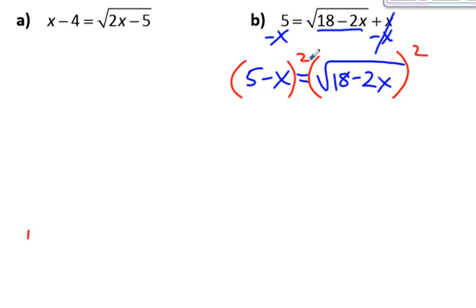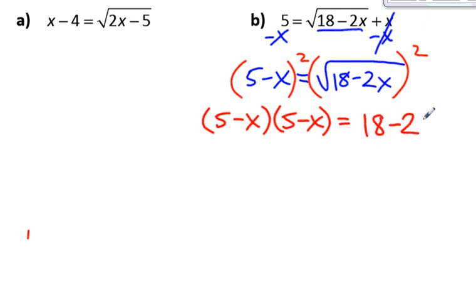And notice again, I have this binomial, 5 minus x being squared. You cannot just say 5 squared is 25 minus x squared. You have to write it as two binomials, 5 minus x times 5 minus x. And then that would equal the other side. The radical cancels out, so we just have 18 minus 2x.